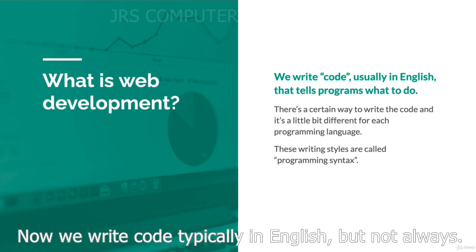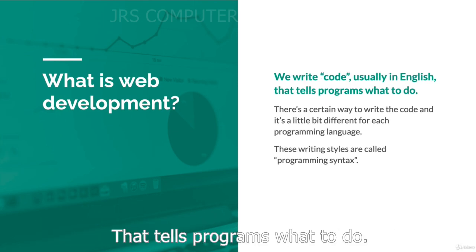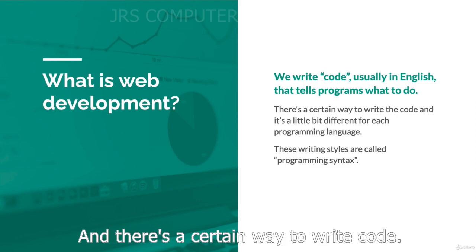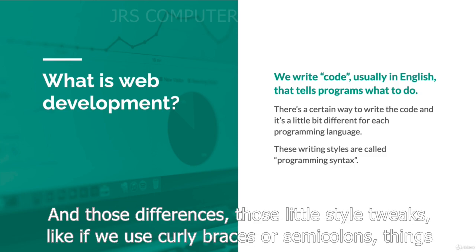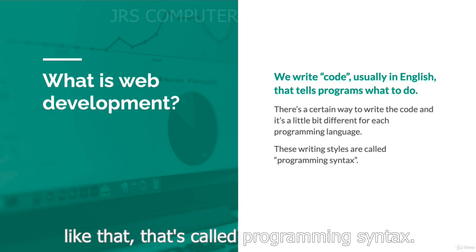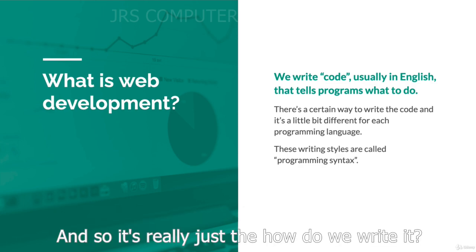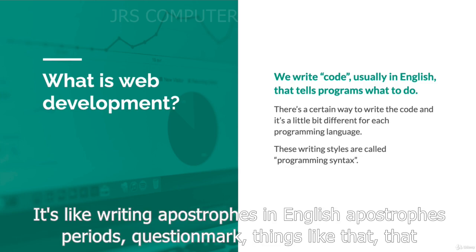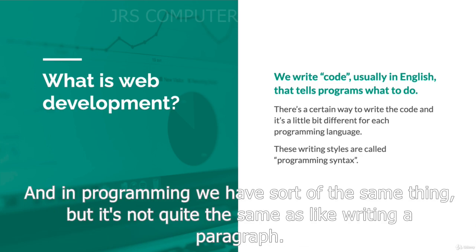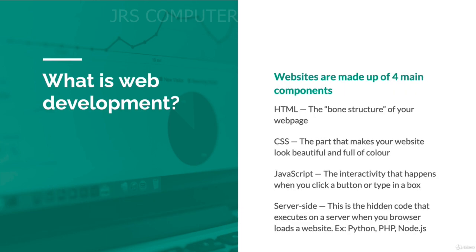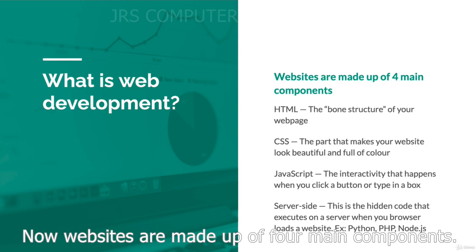Now we write code, typically in English, but not always, that tells programs what to do. And there's a certain way to write code, and it's a little bit different for each programming language. And those differences, those little style tweaks, like if we use curly braces or semicolons, that's called programming syntax. And so it's really just the how do we write it. It's like writing apostrophes, periods, question marks in English. That's sort of English syntax. And in programming, we have sort of the same thing, but it's not quite the same as writing a paragraph.